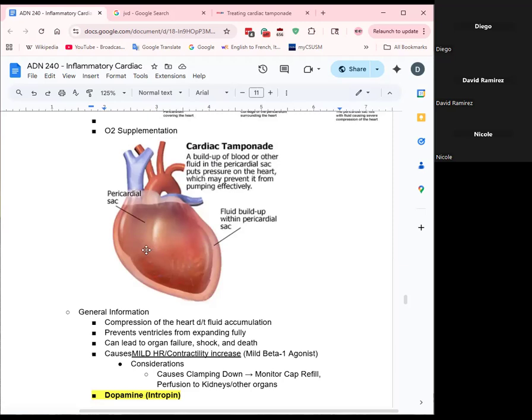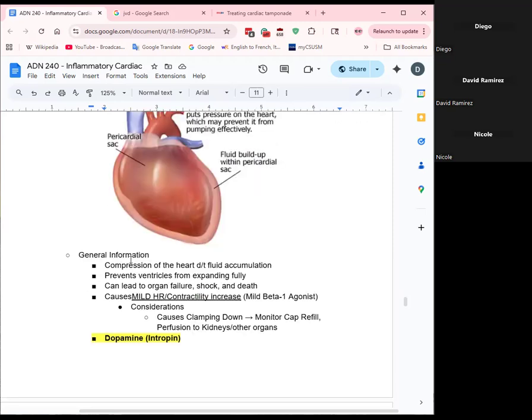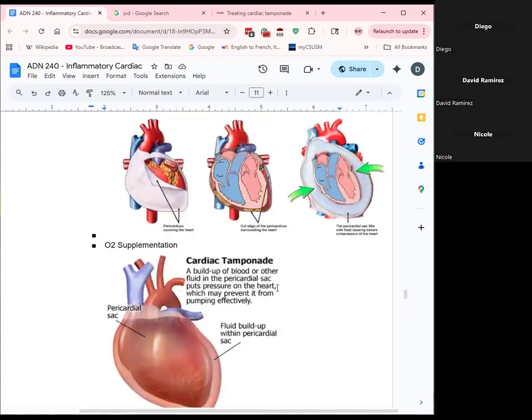So if they're having a hard time pumping blood, they're not going to get oxygen to your body appropriately, so maybe they'll need some O2 supplementation. Same thing with all your shocks, they might need O2. Depends on whatever their vital signs are. Depends on the progress. But it's not guaranteed. If it comes down to it, you'll do it.